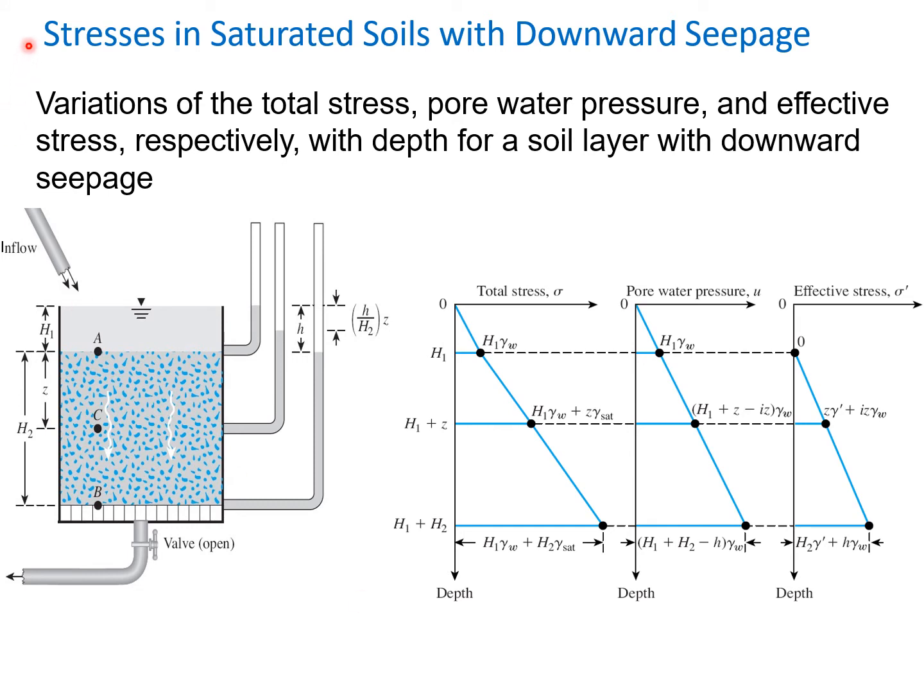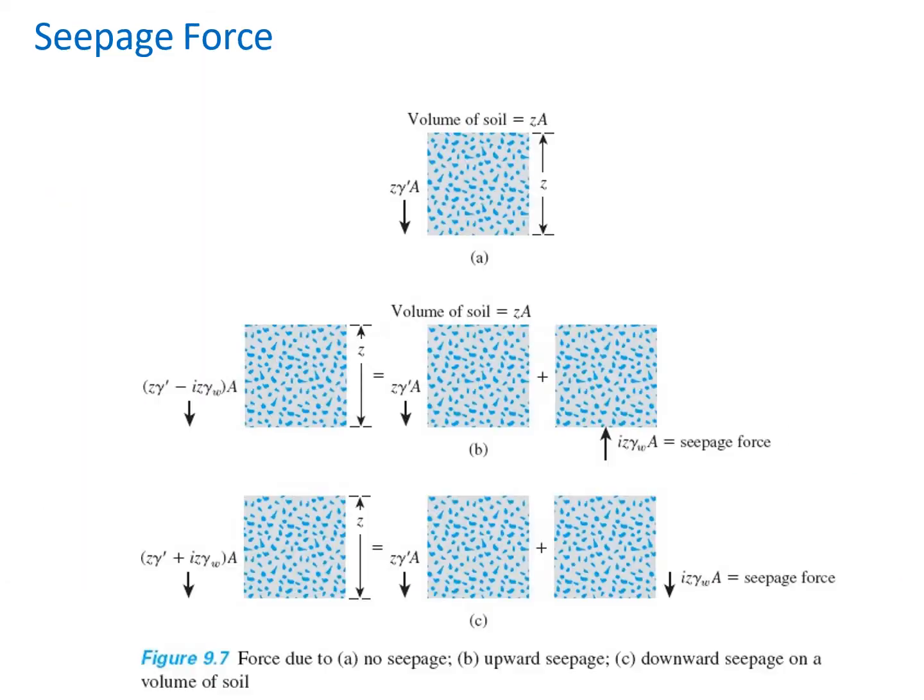Now on this particular slide you can see the stresses in saturated soils with downward seepage graphically. This is the variation of the total stress, here the variation of the pore water pressure, and the variation of the effective stress. So if you look at the previous slide again, with the downward seepage, effective stresses are going to increase.